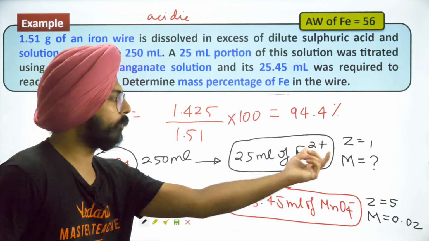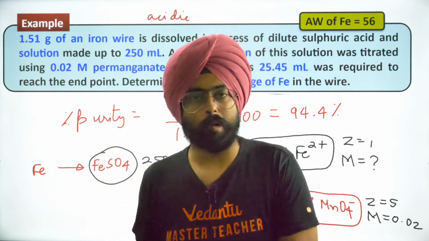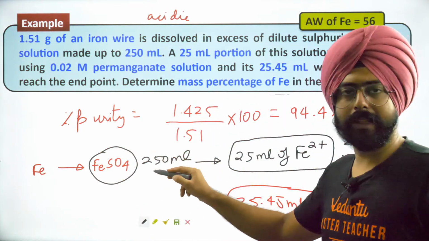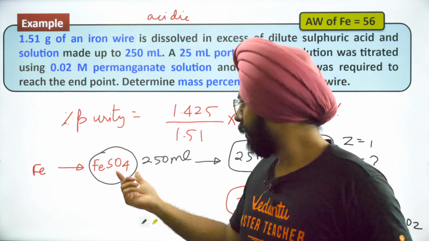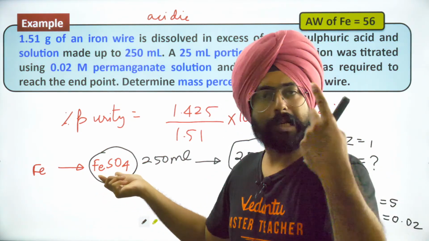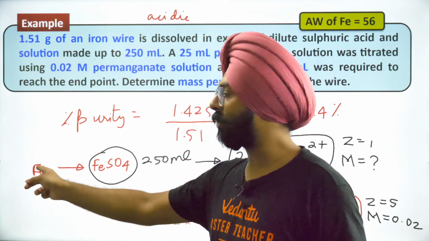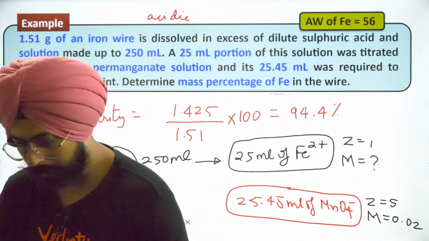ZMV, equate that, you will get molarity. Molarity is moles of FeSO4 in 1 liter. Convert that to 250 milliliters. That will give you moles of FeSO4. FeSO4 has 1 atom of iron. So moles of FeSO4 are equal to moles of iron. So calculate moles of iron, calculate weight of iron. Once you have the weight of iron, you can calculate the percentage purity.